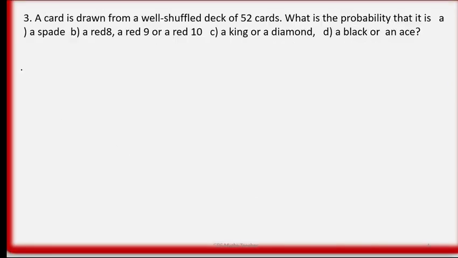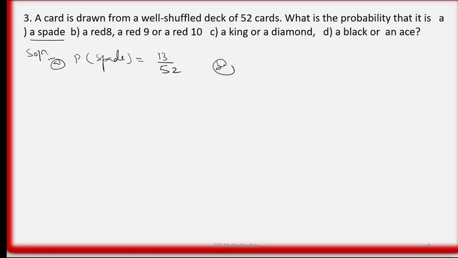Number 3, dear students, a card is drawn from a well shuffled deck of 52 cards. What is the probability that it is a spade? Spade, how many are there, do you know? Probability of finding a spade equals 13, there are 13 spades, 13 by 52, first part.